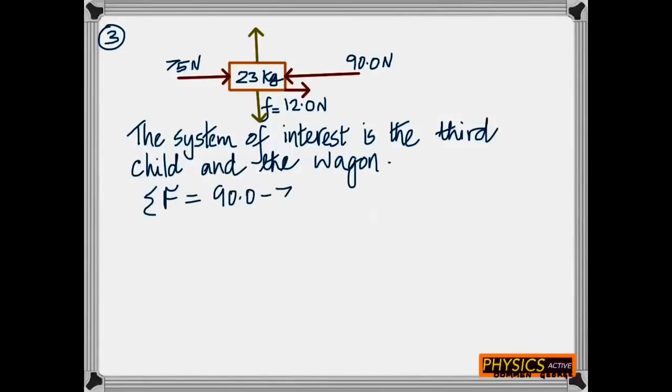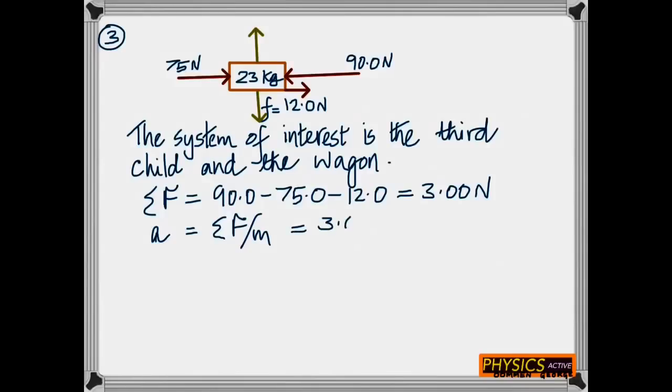Net force is mass times acceleration, but here the net force along the X. Now we are only considering the force along the X. And 90 is in one direction, as you can see, while 75 and friction are in the opposite direction. That's why those two are negative. You get 3 Newton. That's net force along the x-axis. So acceleration is that force divided by the mass.